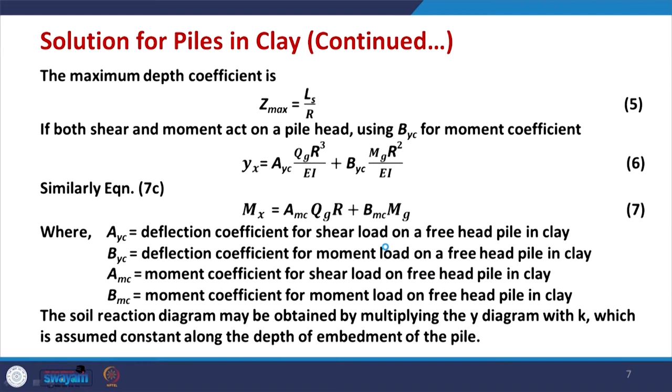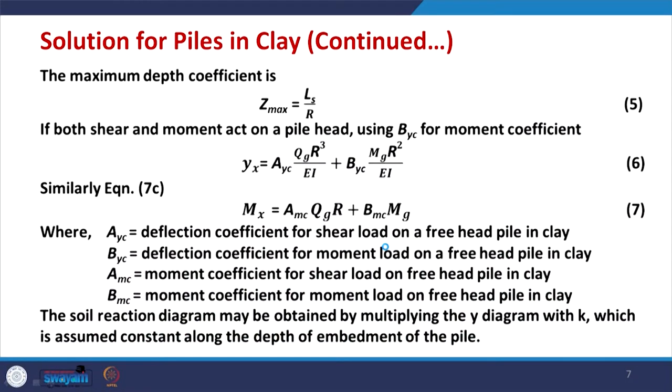And what you have? The maximum depth coefficient, which is again simply Ls by R, Z max, it was earlier Ls by T. And suppose both moment as well as shear are acting on a pile head, that means a lateral load is also acting and the pile head is subjected to a moment also. In that case, the total deflection yx will be the deflection due to the lateral load plus the deflection due to moment, which is given by equation 6. The difference comes in this equation, that instead of T, now it is R, instead of Ay, Ayc, and instead of By, Byc. So, the rest of the things are similar to what we have done for cohesionless soils.